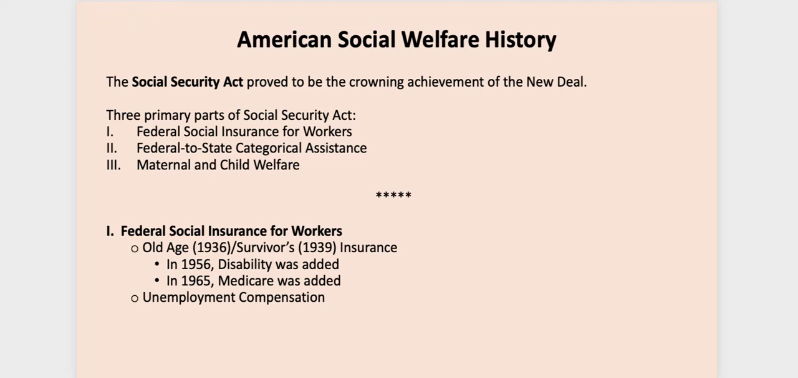So if you're disabled, you could apply for Social Security benefits. And in 1965, Medicare, that medical insurance, was added as well under Lyndon Johnson's administration. So really, Social Security has evolved over the years.